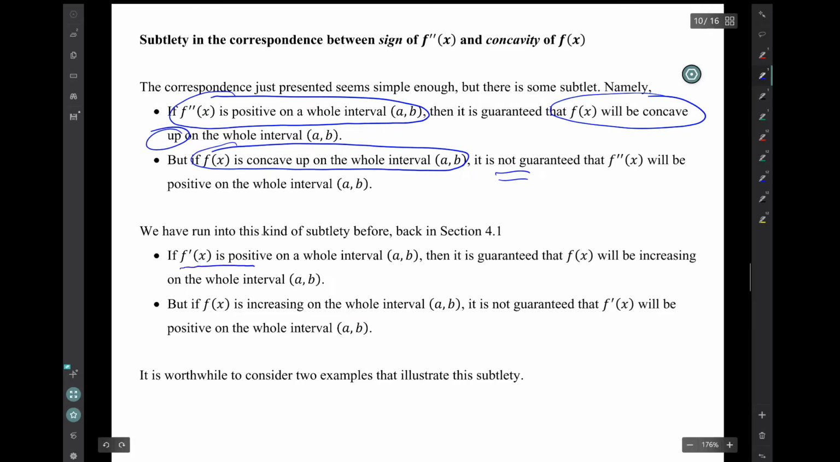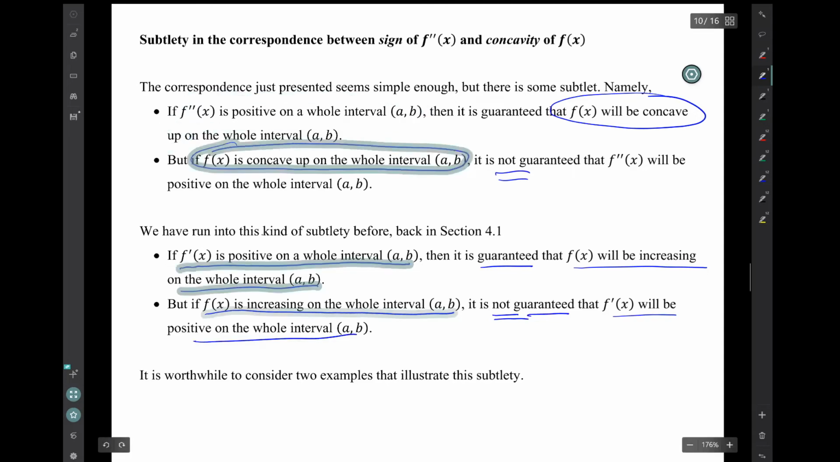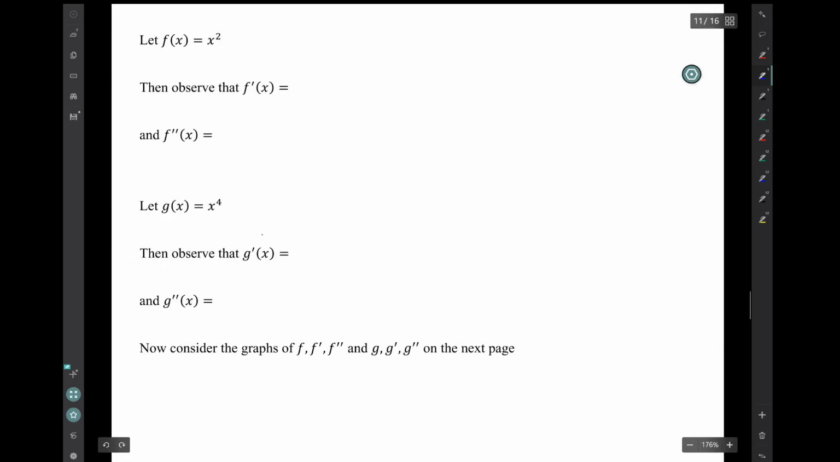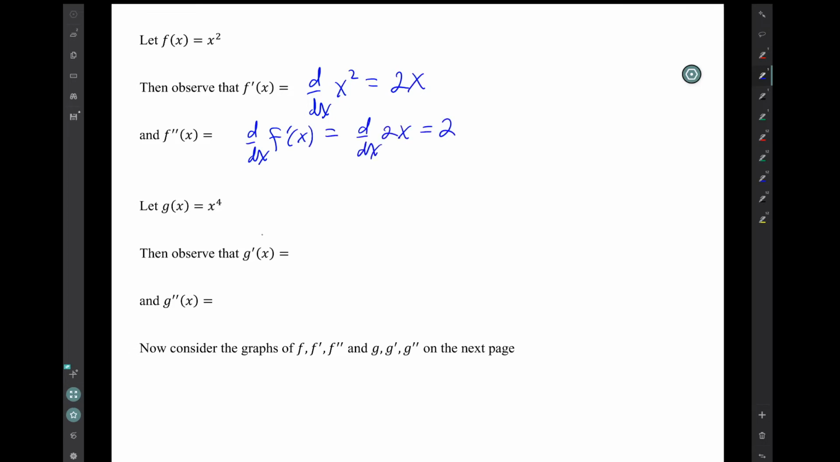We know that if f prime is positive on a whole interval, then it's guaranteed that f will be increasing on the whole interval. But if f is increasing on the whole interval, it's not guaranteed that f prime will be positive on the whole interval. It's worthwhile to consider two examples that will illustrate this subtlety. So let's let f of x be x squared. Then let's find f prime, and then f double prime. So f prime is 2x and f double prime is 2.